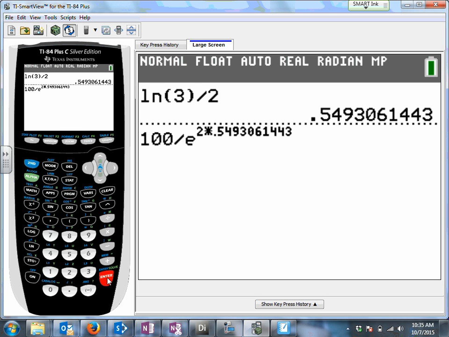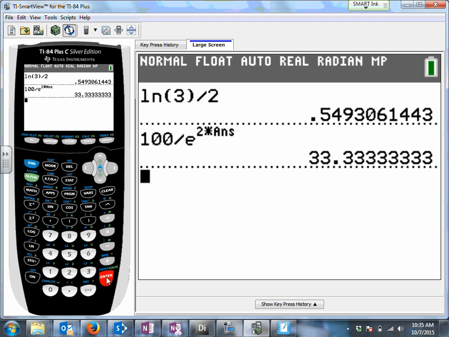If you have an 83, that's not going to work for you. So if you have an 83, stay in the button. So 100 divided by e to the 2 times... Second answer calls up your last answer. Wow, that's not gonna work. 100.